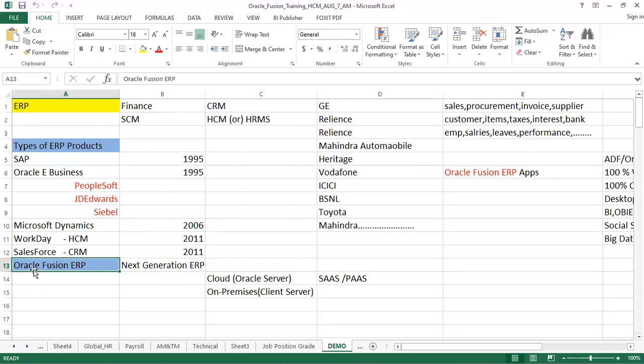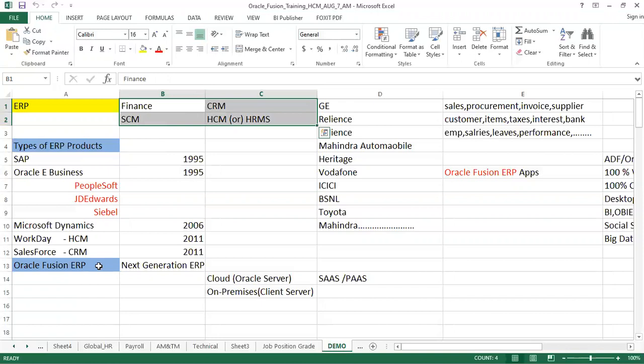So whenever I go to Oracle Fusion ERP, there also I can find finance, supply chain management, CRM, human capital management, like this. I can find all these domains: finance, supply chain management, CRM, HCM. Whatever domains are required for an enterprise, we can find all those domains in the ERP industry, in Fusion also. So what Oracle says, Fusion also is one of the ERP software.